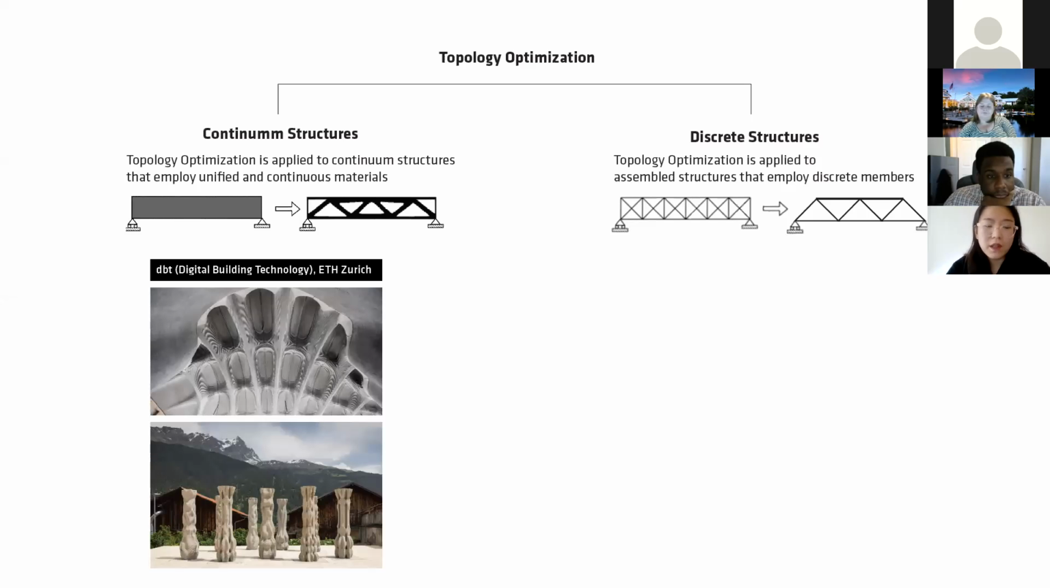There are many realized projects in terms of continuum structures. The major research group that focuses on organic form finding using TO algorithms is the Digital Building Technology Lab at ETH Zurich. These pictures show their recent projects called Smart Slab and Concrete Choreography. Both projects involve robotic 3D printing technology. For the slab, it was the formwork that was 3D printed, and for Concrete Choreography, the columns themselves were 3D printed hollow with some fillings.